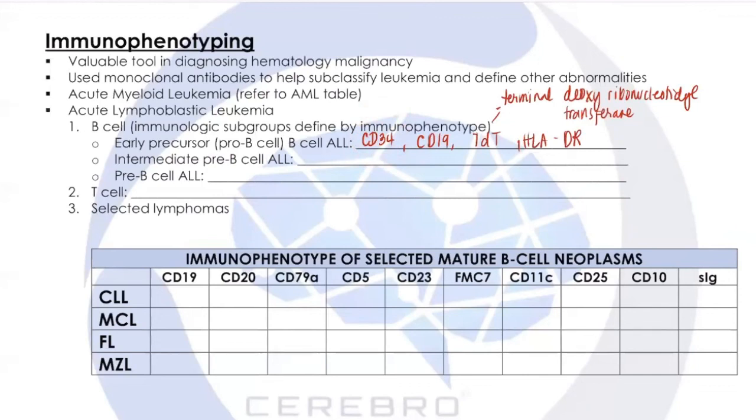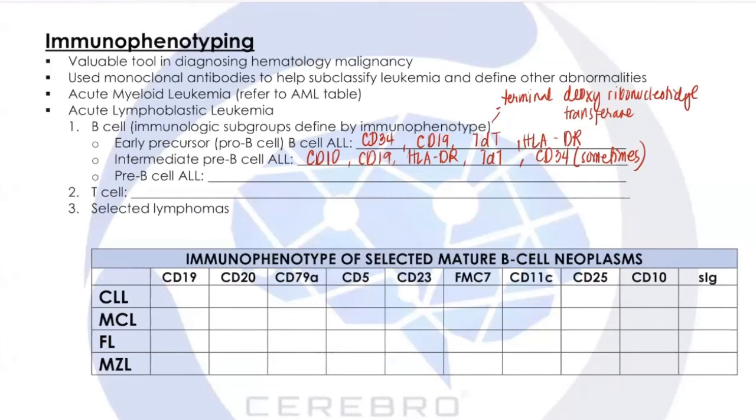Okay? Next, we have intermediate pre-B cell ALL. So what are the markers found here? We have CD10, okay? We have CD19, okay? We have the HLA-DR, okay? We have TDT, of course, okay? And sometimes pwede pa rin tayong makakita ng CD34, but not as frequent as compared with the other markers. So kaya lalagay ko siya dito sa dulo, kasi hindi siya ganun ka-indicative talaga. Okay? So lagay natin, sometimes pwede tayong makakita ng CD34.